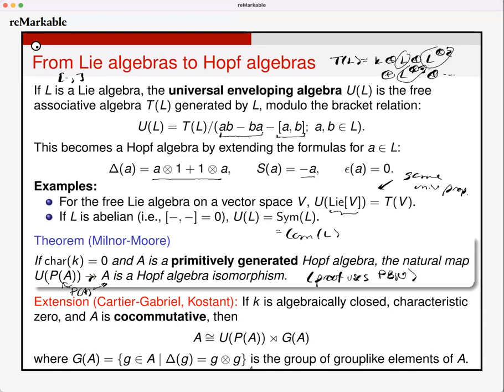I should say there's also a version in characteristic p, which involves the use of restricted Lie algebras as well. But I'm not going to focus too much on that here. But it has a similar statement, where you use restricted Lie algebras and enveloping algebras of restricted Lie algebras. Questions about the statement of the Milner-Moore theorem?